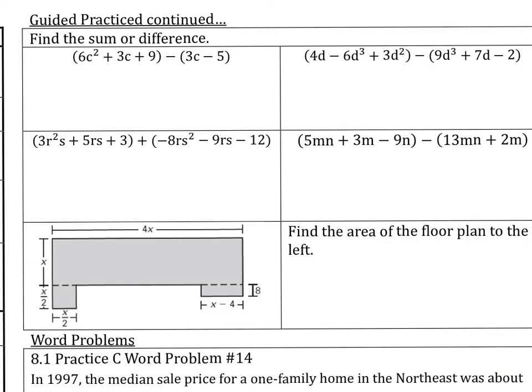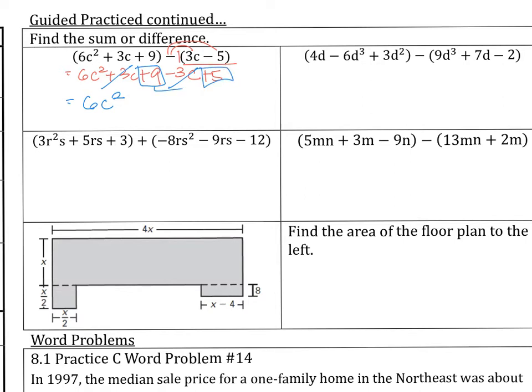And for the next set of practice, we're going to look at how to find the sum or difference of polynomials. So if we look at this first example here, we need to first distribute the -1 into this binomial. So let's copy 6c squared plus 3c plus 9, and then -1 times 3c is -3c. -1 times -5 is +5. Now we can cancel out +3c and -3c, and we're left with 6c squared plus 9 plus 5.